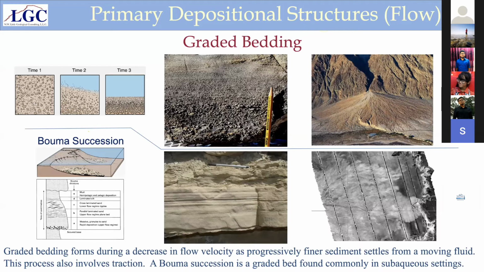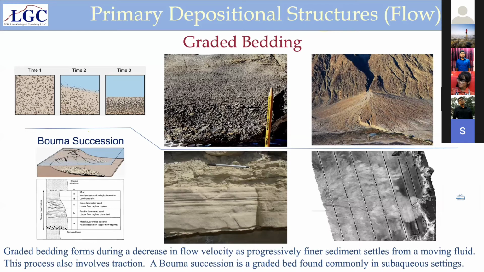One place where we might see graded bedding is in an alluvial fan, such as on the right. There are a large number of types of flows that can move out onto the fan. I'll show that here in the video in just a moment. The other type of flow that will form graded bedding is a turbidite, and that will form what we sometimes refer to as a Bouma succession.